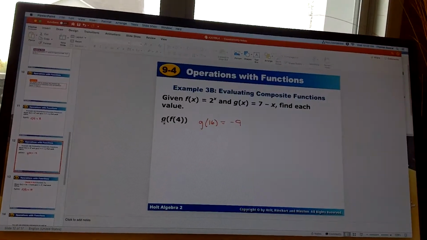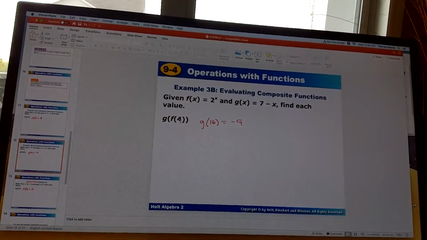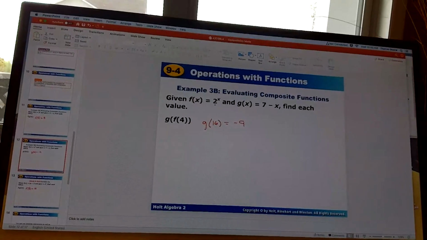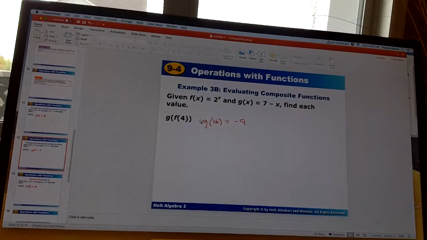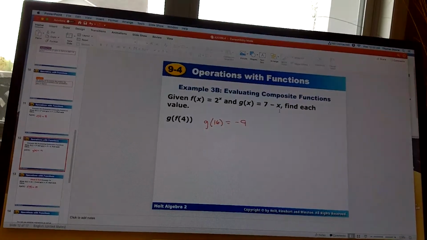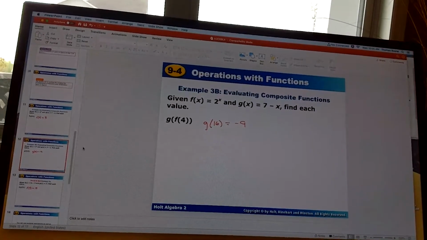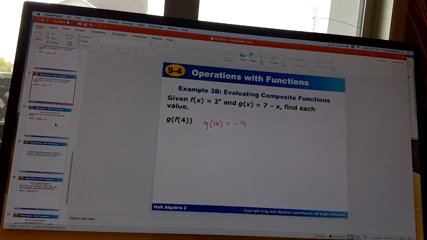So now what happens if we went g of f of 4? Well, now we put the 4 into the f function first. Well, 2 to the fourth power is 16. So now put 16 into the g function. Well, 7 minus 16 is negative 9. Okay, that's not so bad once you kind of get the hang of it.